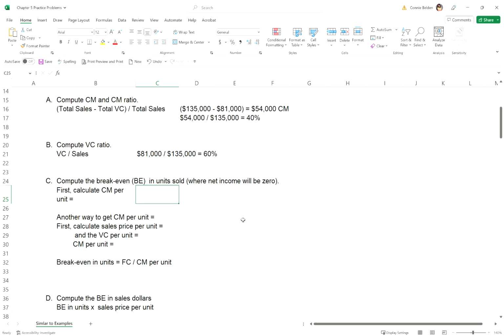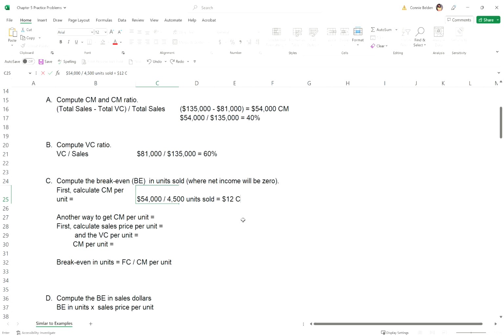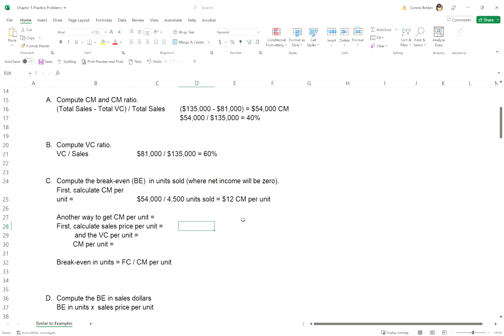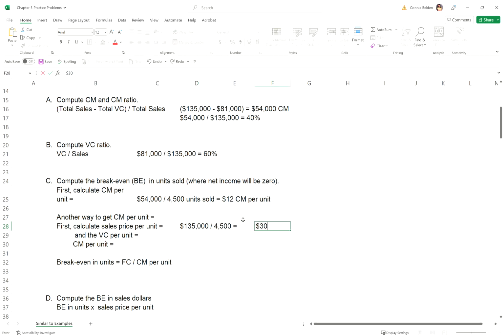Two different ways you can calculate that. We know the total contribution margin from Part A and from our income statement is 54,000. If we divide that by 4,500 units sold, that will give us a contribution margin of $12 per unit. That is one way to get it. An alternative way is that we can get the sales price and variable cost per unit and then get the contribution margin per unit. Again, our income statement shows that sales are 135,000, and that was based on selling 4,500 units. So if I divide that out, $30 is the sales price per unit.